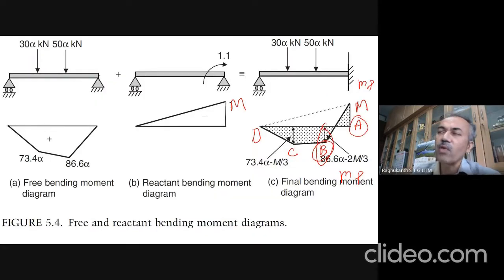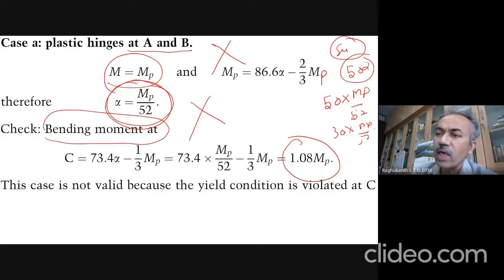So this problem we have done using the static method. Static method means you draw the bending moment diagram. From the static method, the bending moments at C and at this place are extremely high. So now you equate them to Mp, and you will get this one.